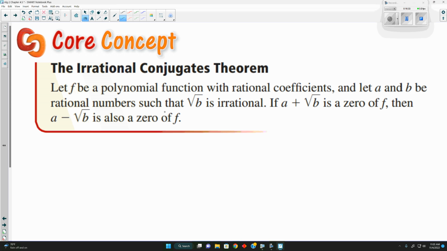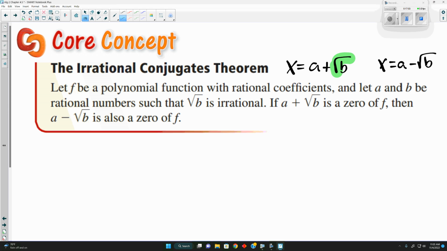The irrational conjugate theorem. Let f be a polynomial function with rational coefficients, and let a and b be rational numbers such that the square root of b is irrational. If, really we're saying, if x is equal to a plus the square root of b, then x is also equal to a minus the square root of b. If a plus root b is a zero, then a minus root b is a zero. This is the irrational conjugate.